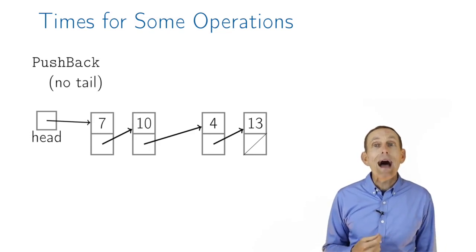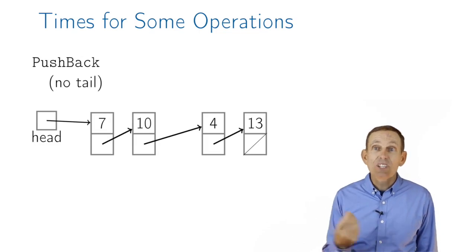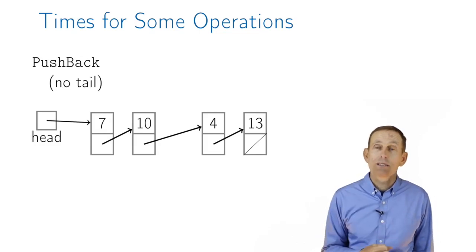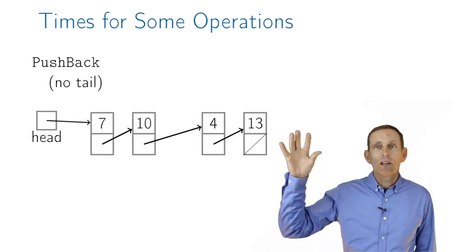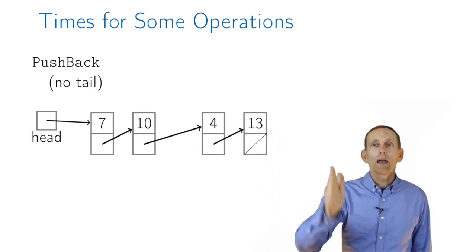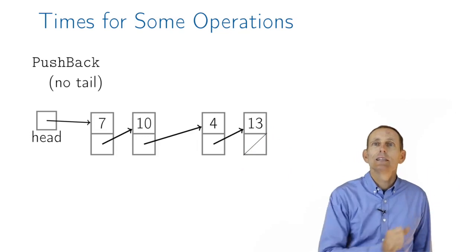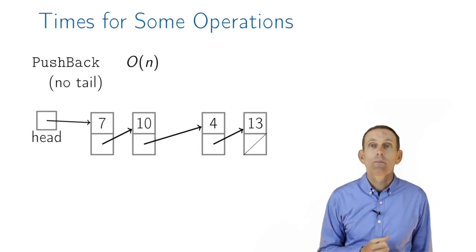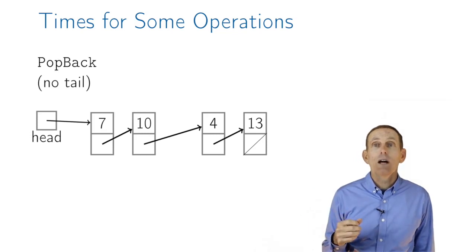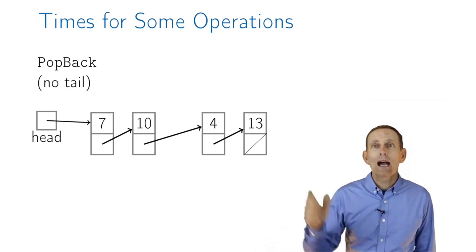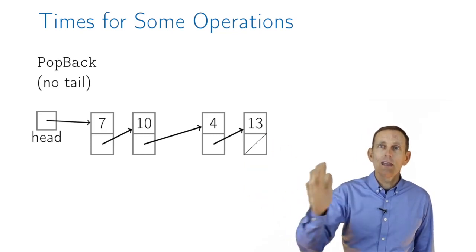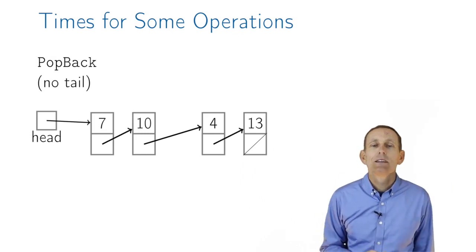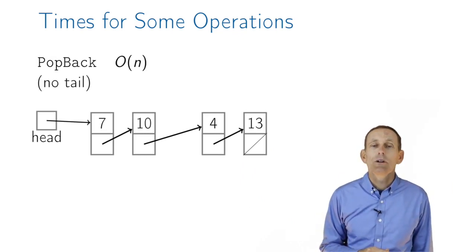If we want to push in the back, okay, and we don't have a tail pointer, we're going to talk about a tail pointer in a moment, then it's going to be a fairly expensive operation. We're going to have to start at the head and walk our way down the list until we get to the end and add a node there. So that's going to be order n time. Similarly, if we want to top back or pop back, we're going to also have to start at the head, walk our way down into the last element. Those are all going to be order n time.